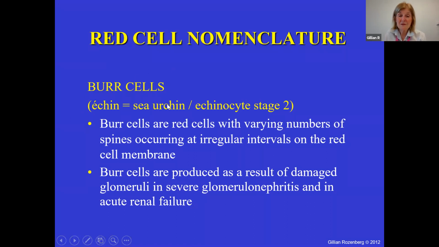So Burr cells. Burr cells are red cells with varying numbers of spines occurring at irregular intervals on the red cell membrane. Burr cells are produced as a result of damaged glomeruli in severe glomerulonephritis and in acute renal failure. And I'm just emphasizing acute renal failure. They're not usually a feature of chronic renal failure.